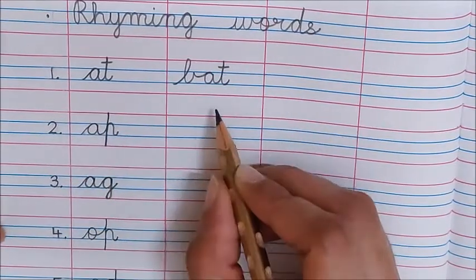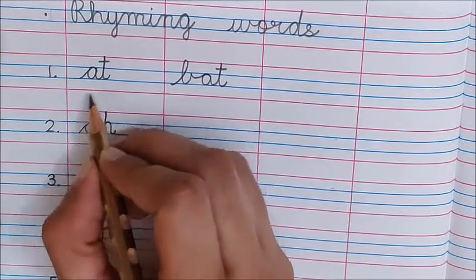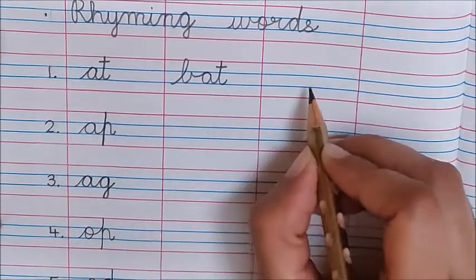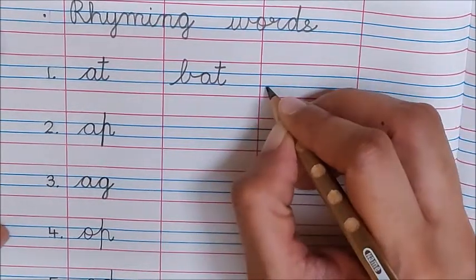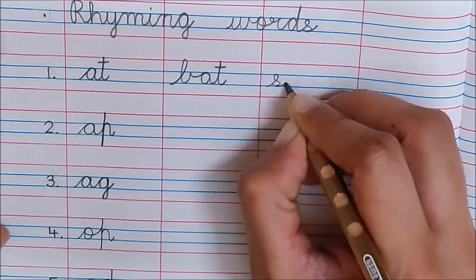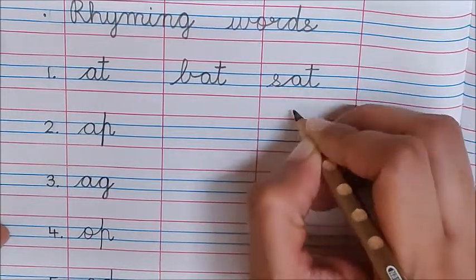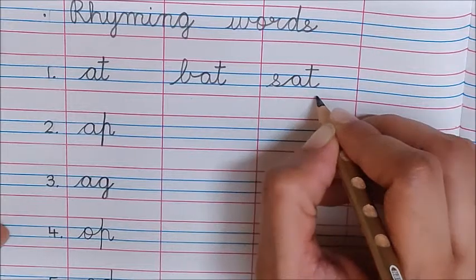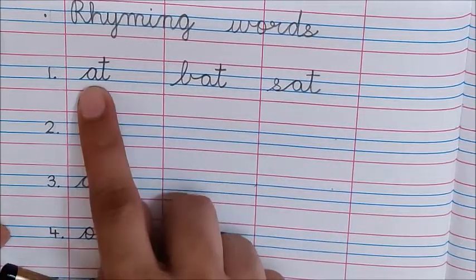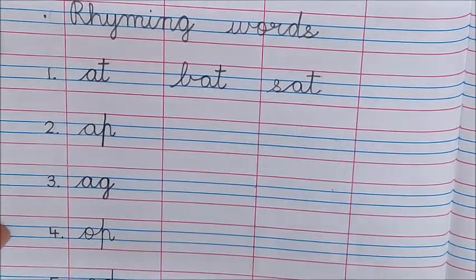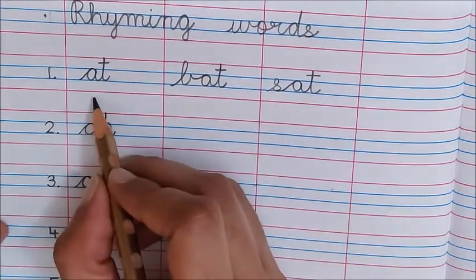So for at, we have written one word, bat. Can you think of another word which belongs to at family? Sat. So, at a sat. Bat, sat. Rhyming. They both belong to at family. You can write words on your own, but they must belong to at family.